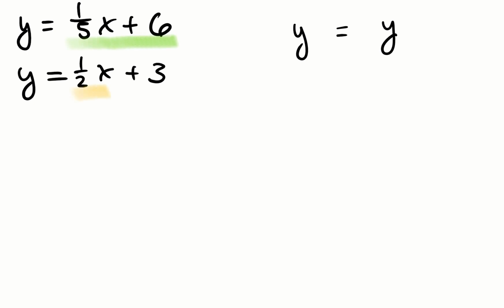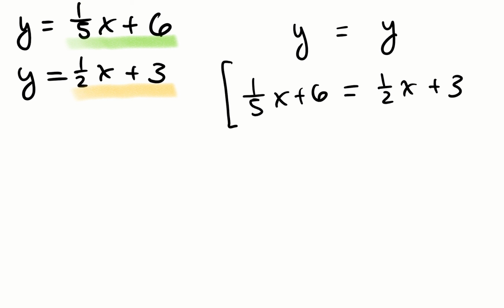The bottom equation tells me y is 1/2 x plus 3. I'm going to take the first expression for y, 1/5 x plus 6, and set that equal to the second expression for y, 1/2 x plus 3. Now that I have that, I can see a lovely opportunity to use fraction busters again.